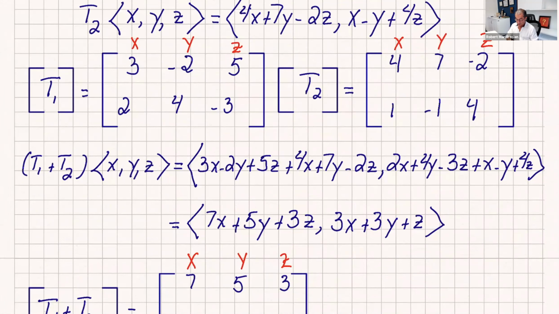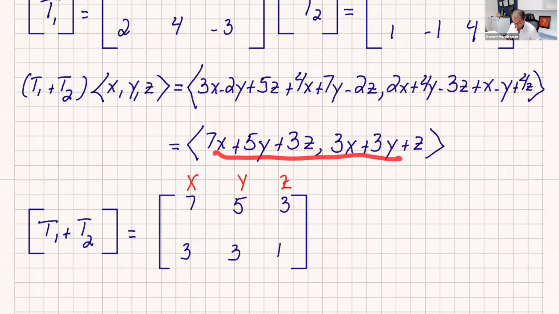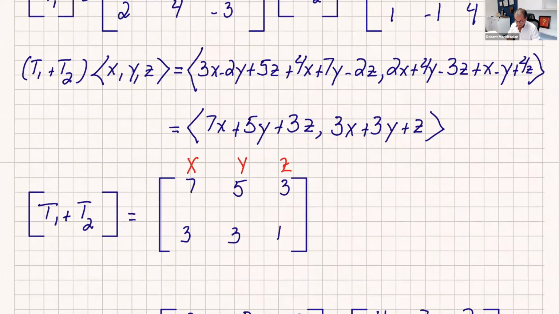I also wrote it for you. So 3x minus 2y plus 5z plus 4x plus 7y minus 2z, and you get that. The second component, you get that expression. The matrix for this, again, is going to be, for x, 7, 3, for y, 5, 3, and for z, 3, 1.